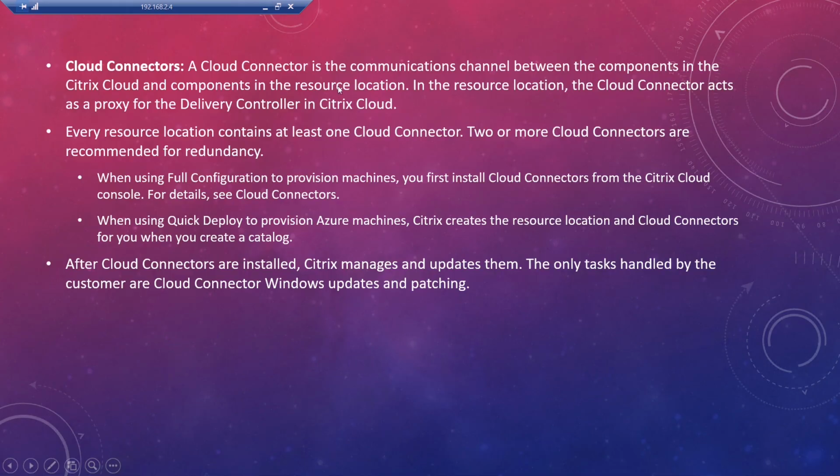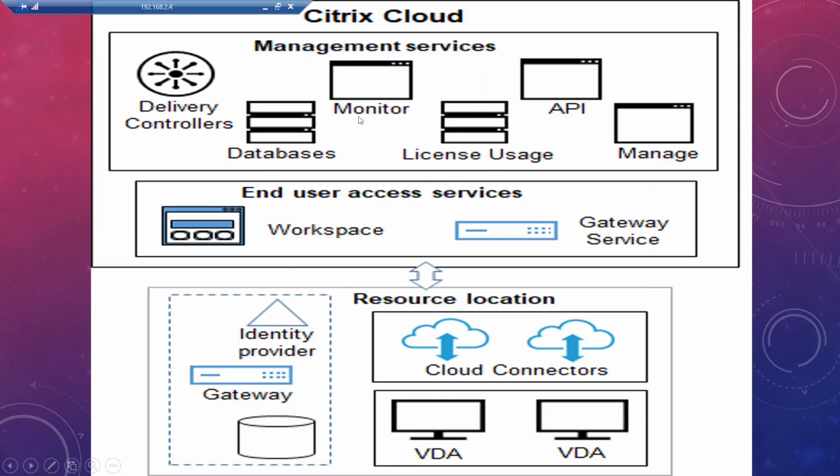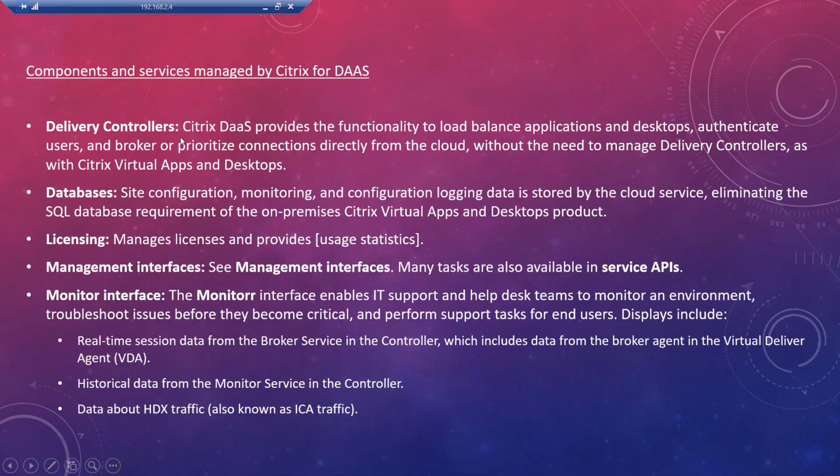So yeah, a cloud connector is the communication channel between the components in the Citrix Cloud and the components in the resource location. In the resource location, the cloud connector acts as a proxy for the delivery controller in the Citrix Cloud. So this cloud connector acts as a proxy to the delivery controllers.